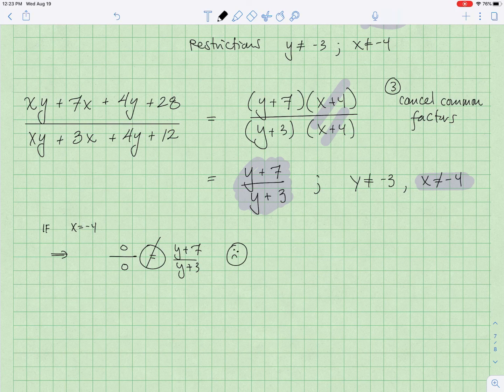Okay. That does it for variable restrictions and reducing rationally.